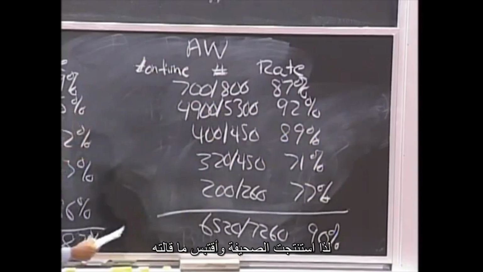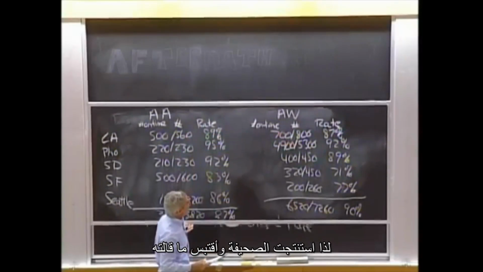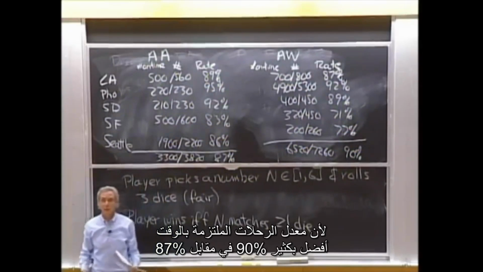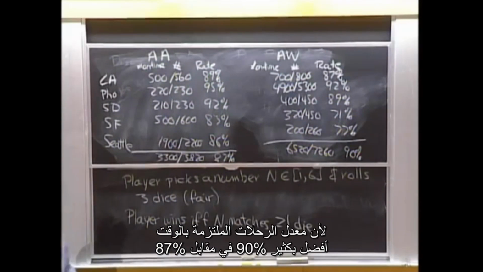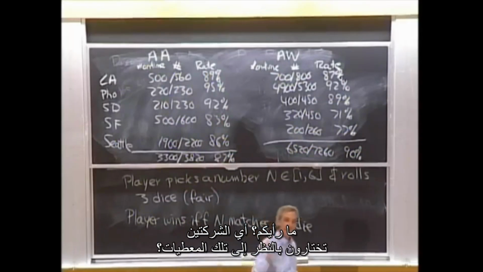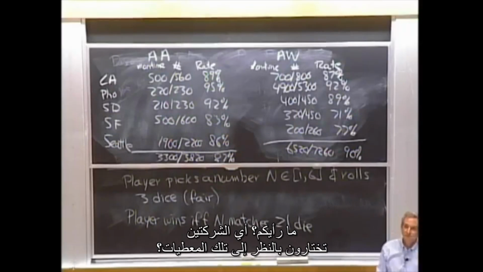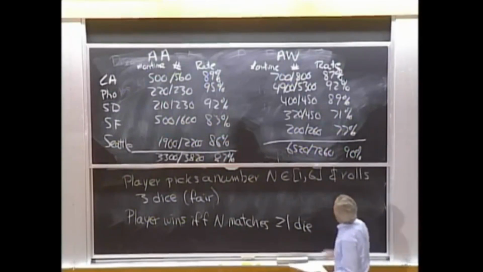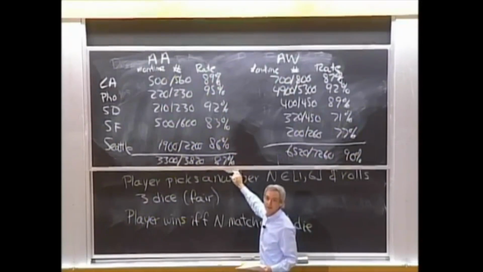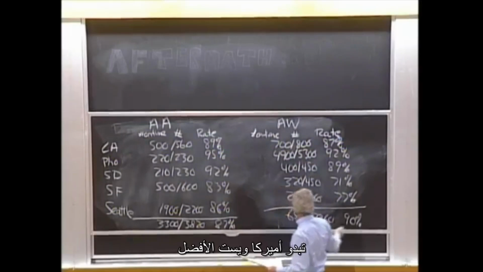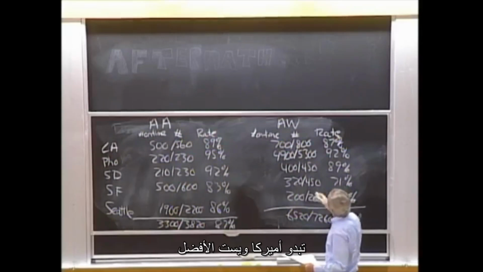So the newspaper concluded and literally said that America West is the better airline to fly because their on-time rate is much better. It's 90% versus 87%. What do you think? Which airline would you fly, looking at that data? I know which one I'd fly.